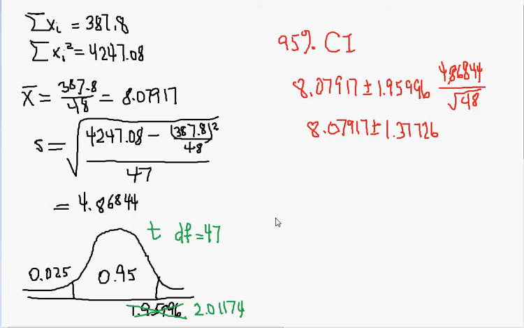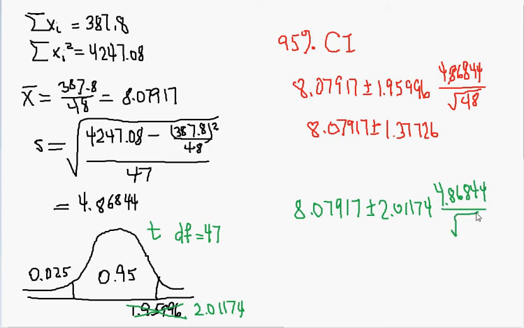And so if we use this technique, we would have 8.07917 plus or minus 2.01174 times S, 4.86844, divided by the square root of 48, which gives a slightly different margin of error. So 8.07917 plus or minus 1.41365.